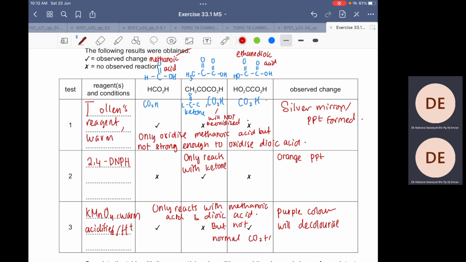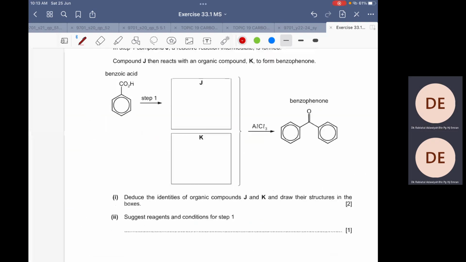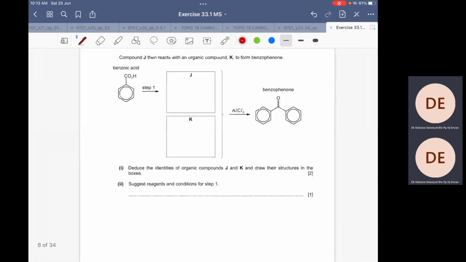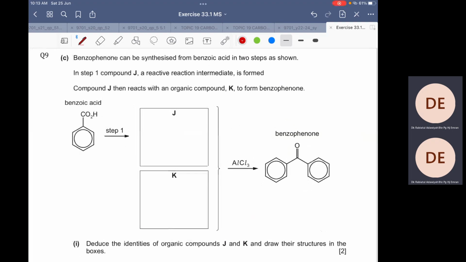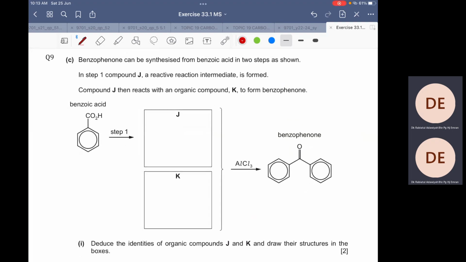Next question, last question before you go. I would like to look at question 9. So let's have a look at question 9. Okay, so question 9 is just a short one, but it's useful. The technique of answering this question is useful.